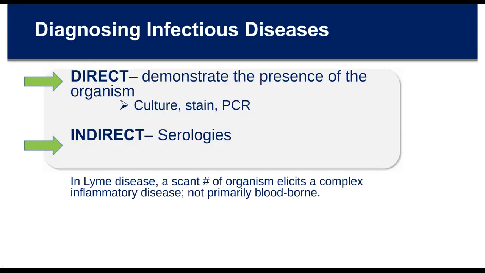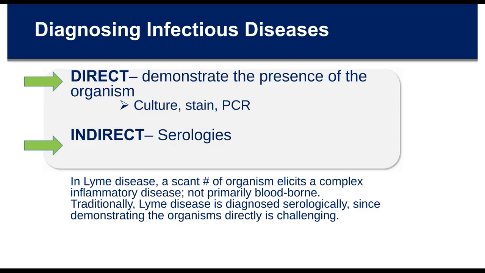In Lyme disease, it's difficult to show the organism directly. It's not impossible, but as I mentioned to you before, Lyme disease does not live in the blood typically, and it's a little bit more difficult and challenging, and there is only a scant number of organisms. So we rely on serologies mostly for Lyme disease. Traditionally, we diagnose Lyme serologically.